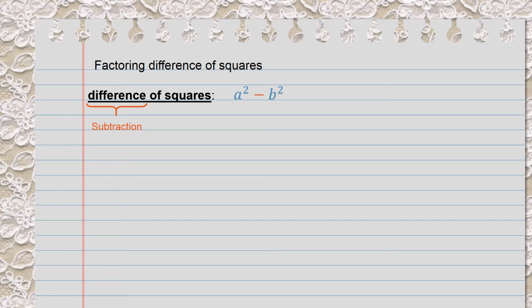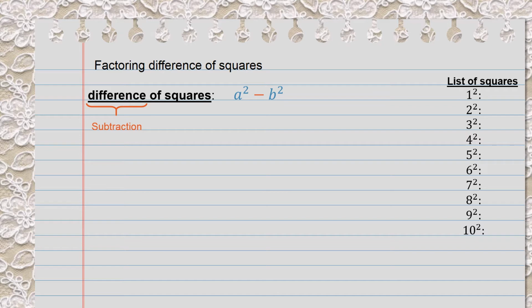Well, if we were to look at a squared minus b squared, since it's difference of squares, it means we need to know exactly what our squares are. So let's review a list of our squares.